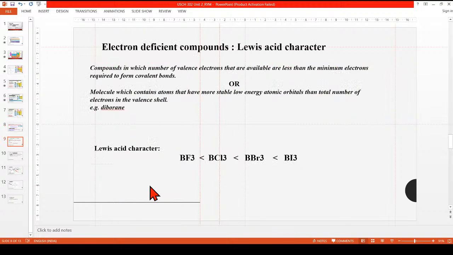Okay, then the second half of the topic is electron deficient compounds of boron family elements, and their Lewis acid character.